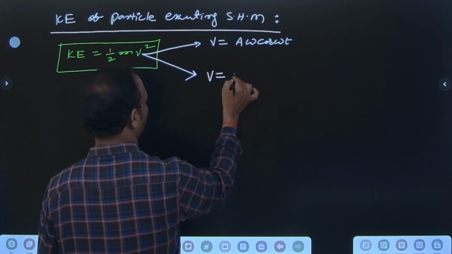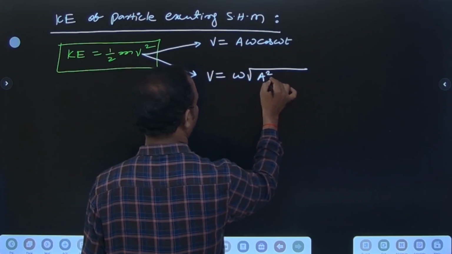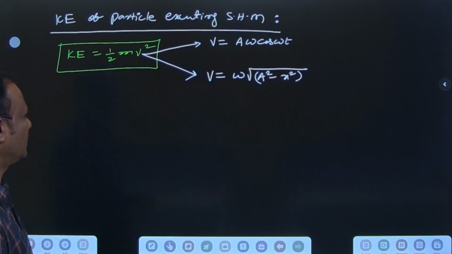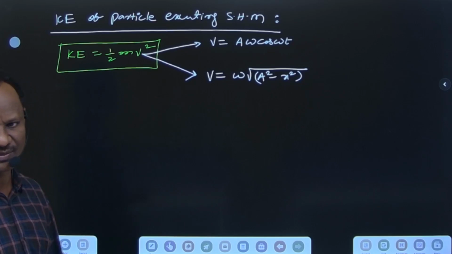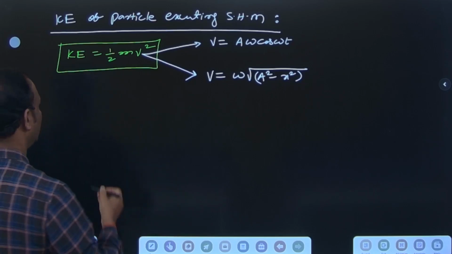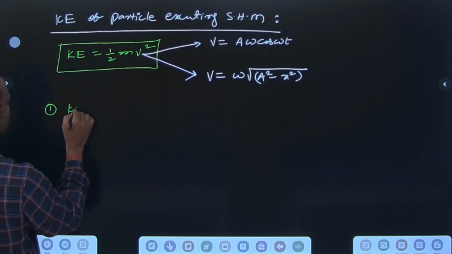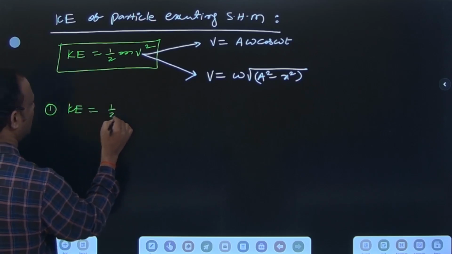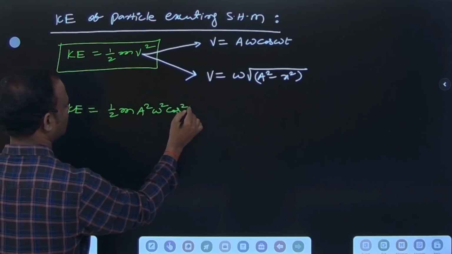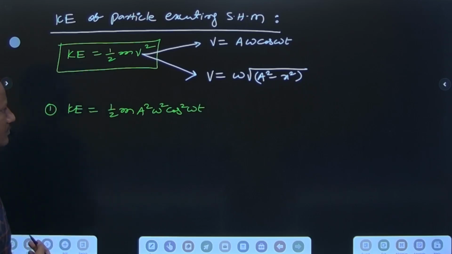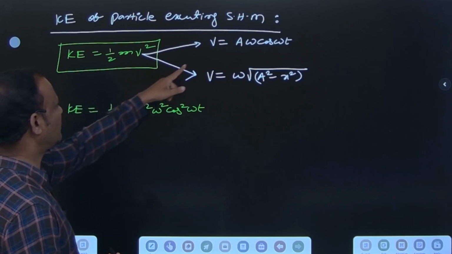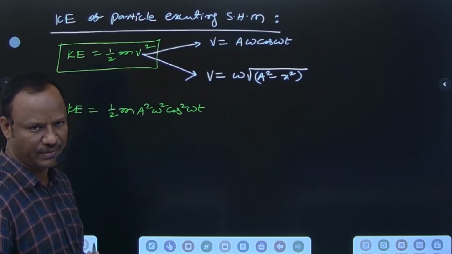The position dependent velocity is omega under root of a square minus x square. Okay, v is equal to a omega cos omega t, and v is equal to omega under root of a square minus x square. Now we can get kinetic energy in two different forms. For the first one, kinetic energy K is equal to half m v square, which is half m a square omega square cos square omega t.